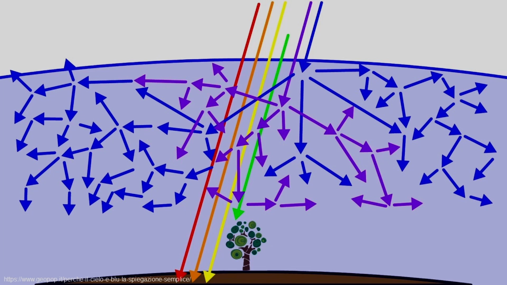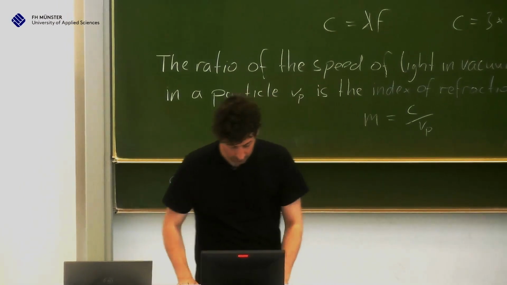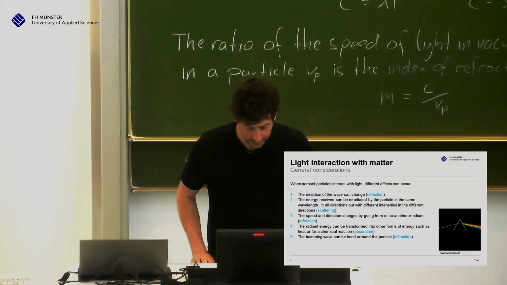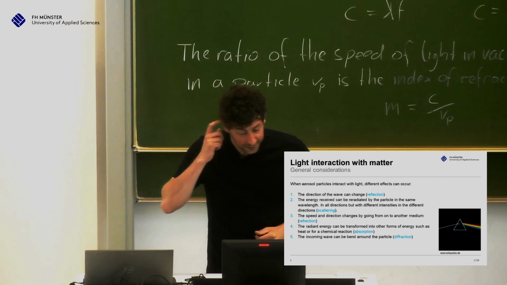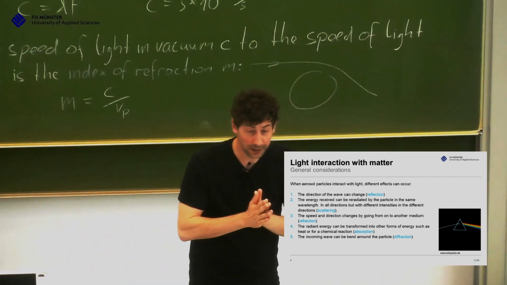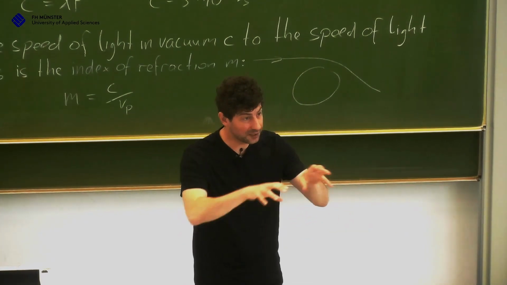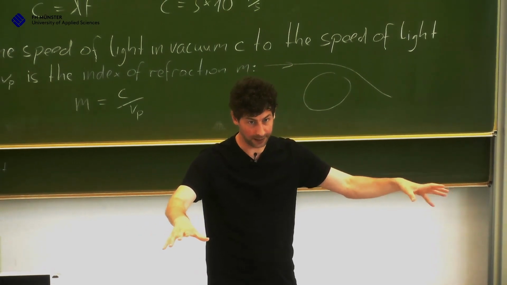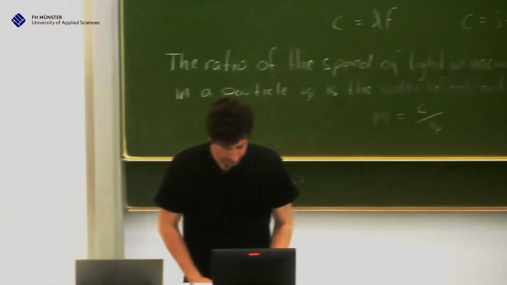And there now absorption comes into play. There is something called Chappuis absorption, and Chappuis absorption is what we had here on, let me see, where is this slide? Somewhere here. Yeah. The radiant energy can be transformed into other forms of energy, such as heat or for a chemical reaction. And this is the Chappuis absorption happening with ozone. So ozone is dissociated by the waves, by the light. And this is why we don't have green and yellow.